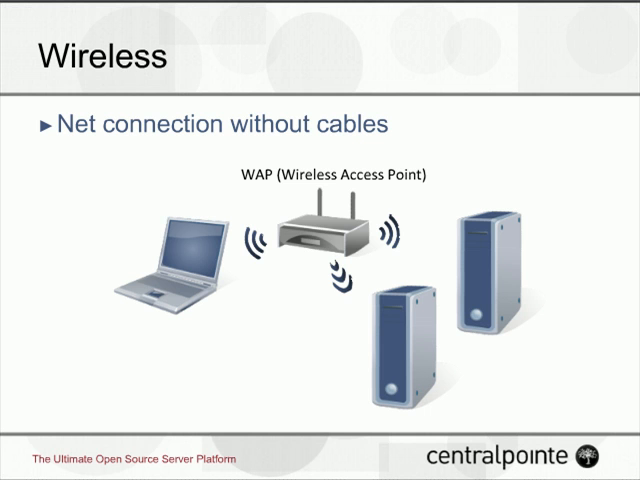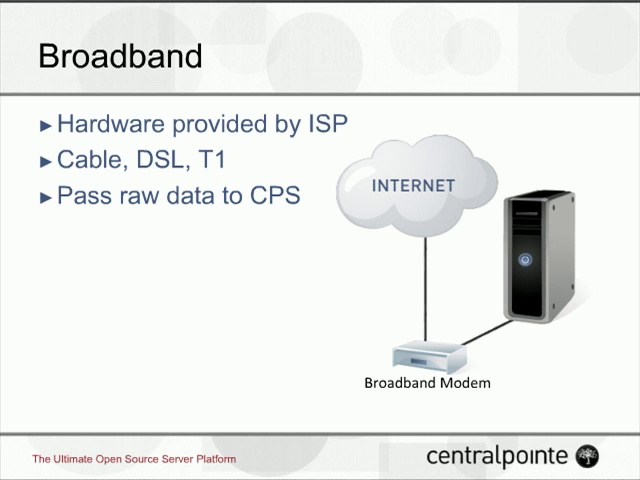Your Internet service provider will install a broadband modem at your office to convert data to your network. Common types are cable, DSL, and T1. The CentralPointe server needs to be configured as the first device on the network, so be sure to disable the firewall and router features if those are built into the modem. The data should pass directly to the CPS.